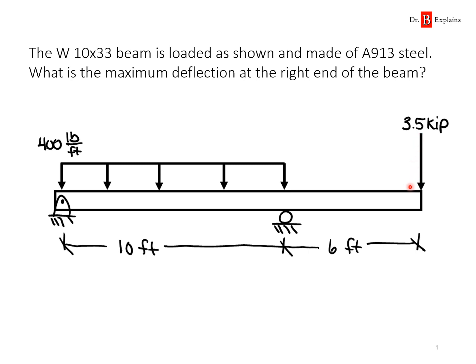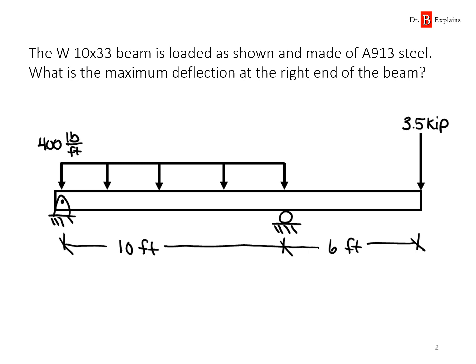Now this I-beam is made of A913 steel, and we want to determine the maximum deflection at the right-hand section of the beam, this point over here. If you can imagine, when we apply this distributed load, it's going to make the beam deflect downward, so then it's going to curve up. So the distributed load will cause an upward deflection at this end of the beam, while the concentrated load pushes down. So which one will win? We'll figure it out.